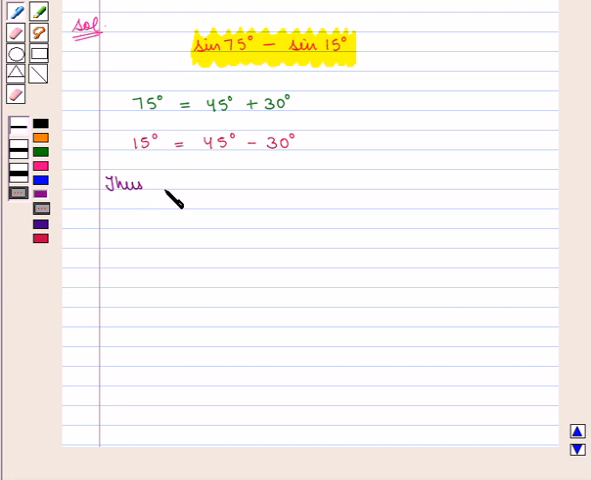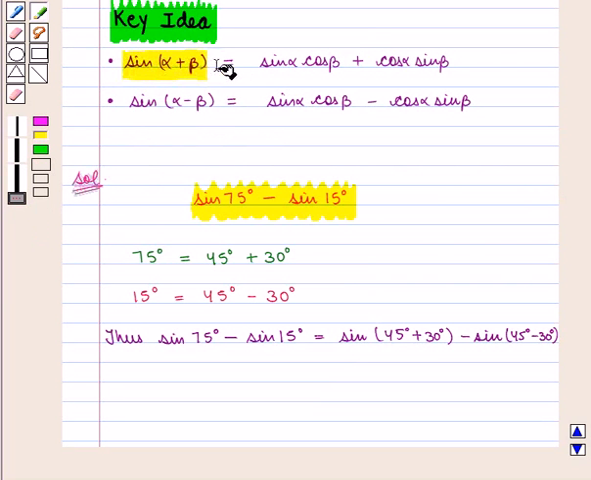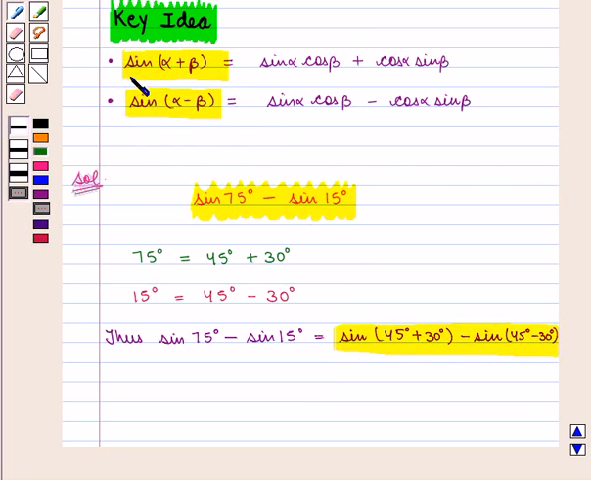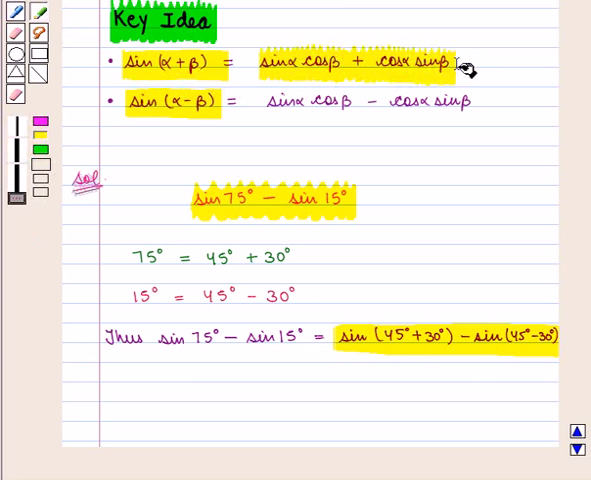Thus we write sine of 75 degrees minus sine of 15 degrees as sine of 45 degrees plus 30 degrees minus sine of 45 degrees minus 30 degrees. And now, using this sum and difference formula, we can evaluate this expression. From the key idea, we know that sine of alpha plus beta is equal to sine of alpha into cos of beta plus cos of alpha into sine of beta. Also, sine of alpha minus beta is equal to sine of alpha into cos of beta minus cos of alpha into sine of beta.